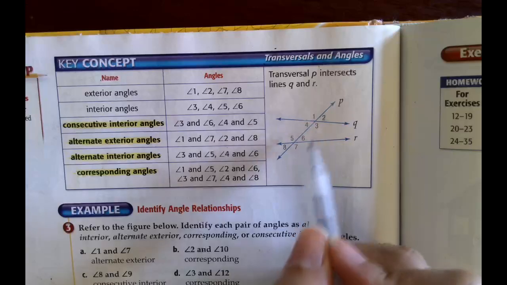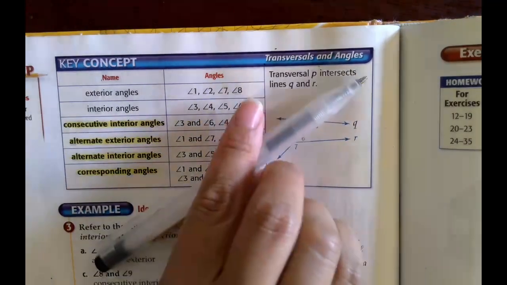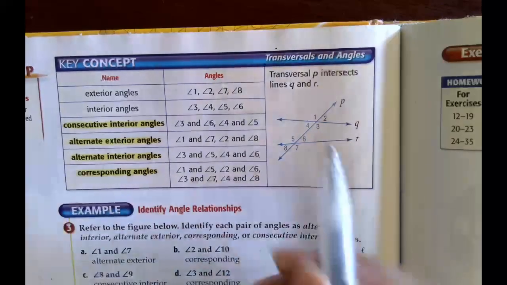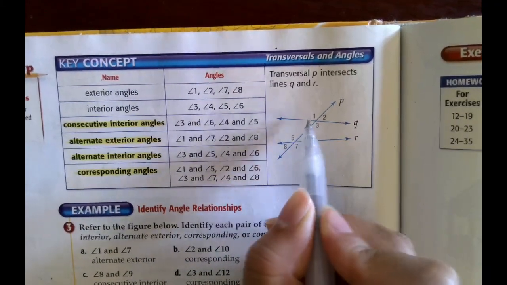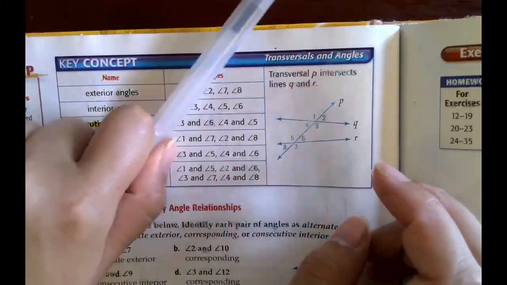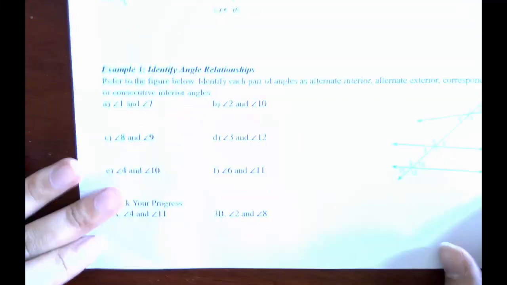3 and 7, right? 7 is exterior, 3 is interior, they are both on the bottom of the transversal. And 4 and 8, 8 is exterior, 4 is interior, they are both on top of the transversal, but they're not a linear pair. Okay, so now let's do example 3 to identify them.